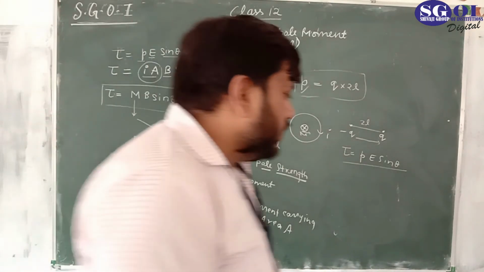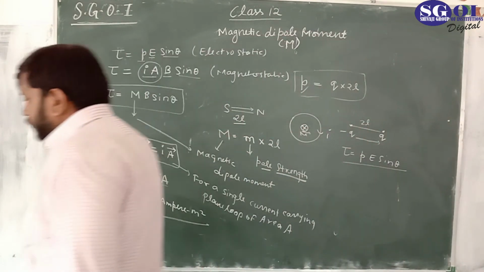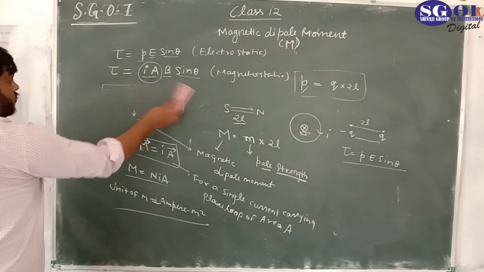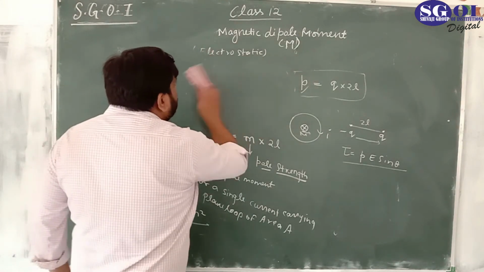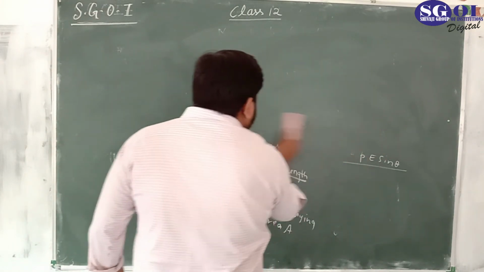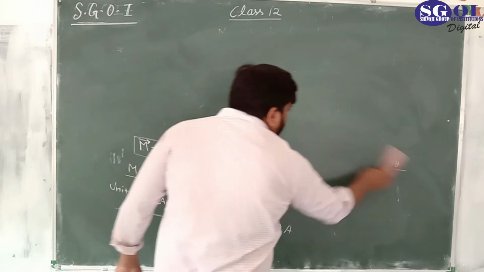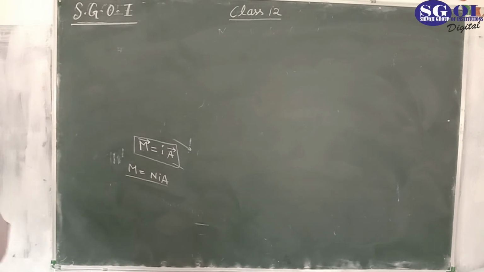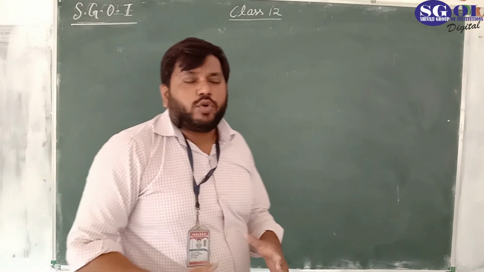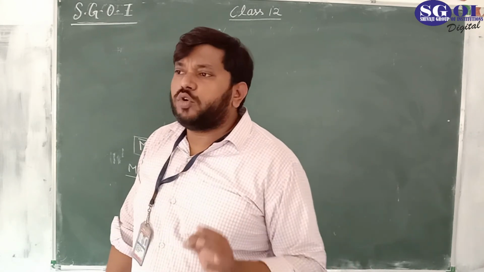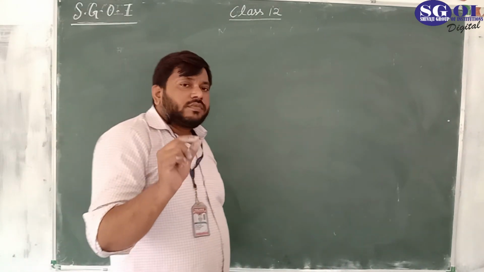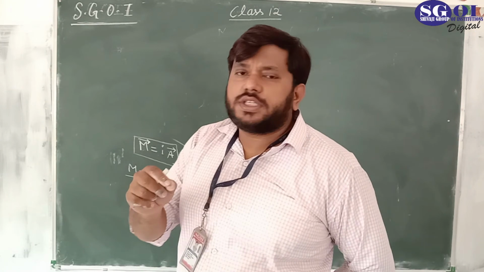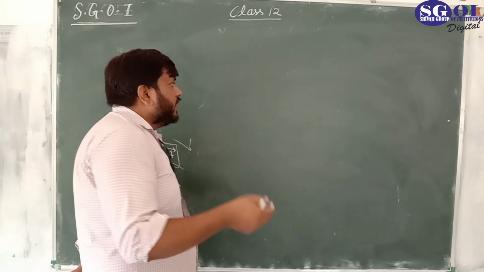Now the last topic is the magnetic dipole moment. We are going to find out the magnetic dipole moment because of a charge moving in a particular orbit of radius r, an electron which is moving in a particular orbit of radius r.